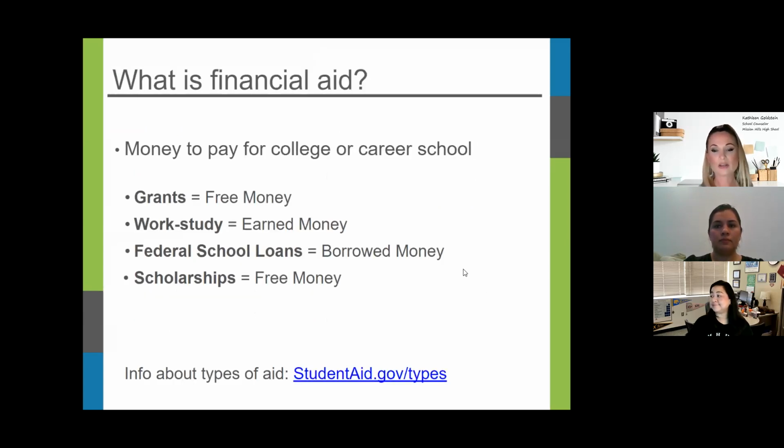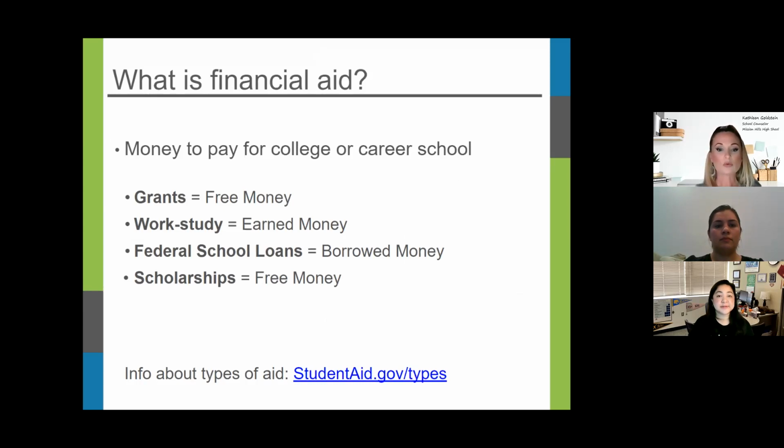So what is financial aid exactly? Financial aid is money that you can use to pay for your college tuition or any expenses related to attending college. When you hear the word grant, just remember that that is free money. That is money that you do want because that's money to help you pay for college that you don't ever have to pay back. Work study would be money that you can earn by having a job at the college or university that you're working at, and that money could be used towards your college.